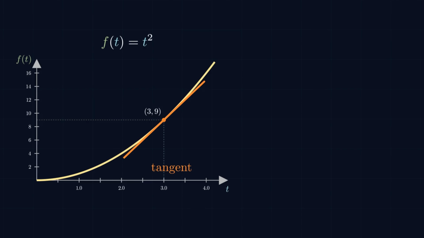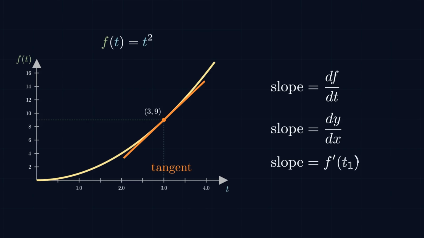Well, one way is Leibniz notation, where we'd have the slope equals df divided by dt, or more generally dy by dx for an xy graph. This notation refers to really small changes in f divided by super small changes in t, like we've already seen. Another notation is f prime of t1, where t1 is a point on the graph. So you might also see this in some mathematics textbooks or lessons online. It really depends on how people like to format their derivatives.